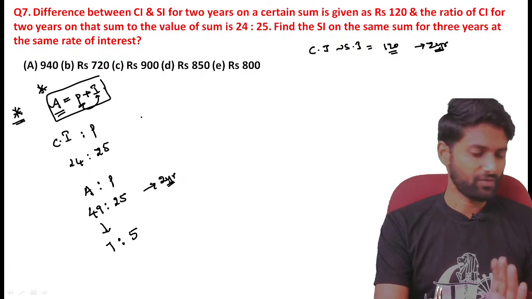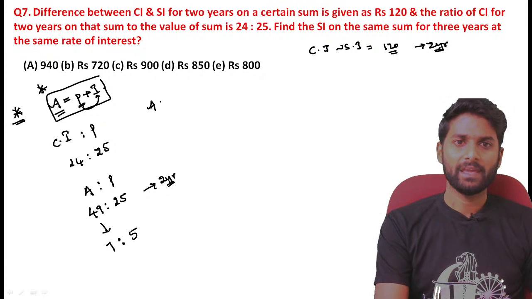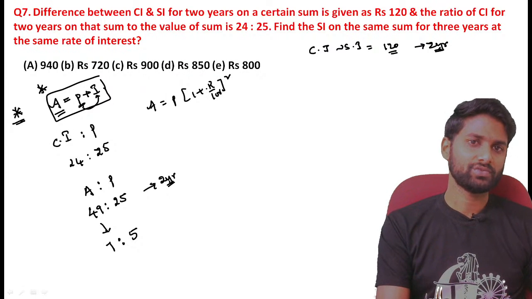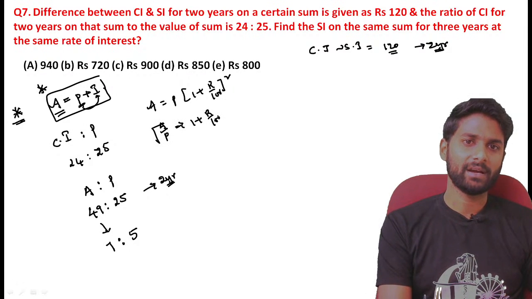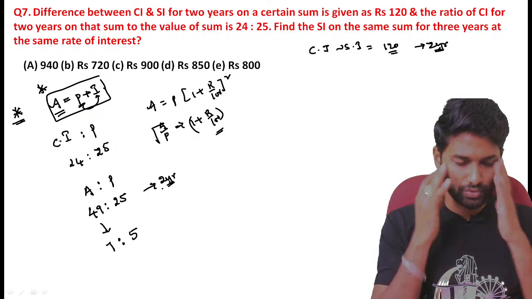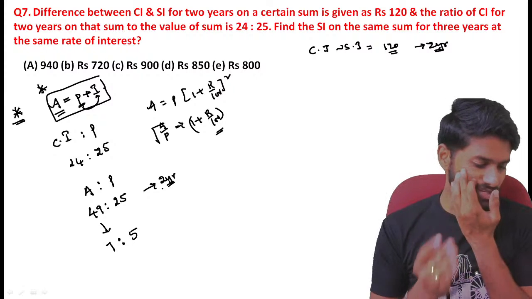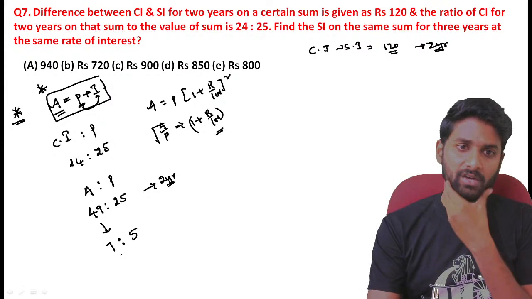Why? If you are interested in the formula guys, see, the A value becomes P into (1 plus R by 100) whole square. This is for 2 years. So for 2 years, you can get the square root of A by P exactly equal to 1 plus R by 100. But don't go with the formula, just go through the observation. If it is 2 years, that is under the square root. If it is 3 years, just go through the cube root value. Now 7 is to 5.